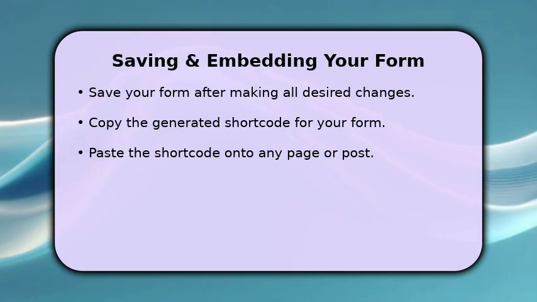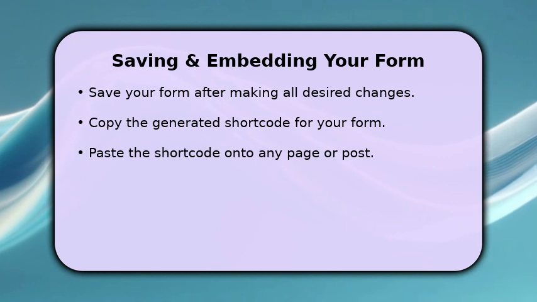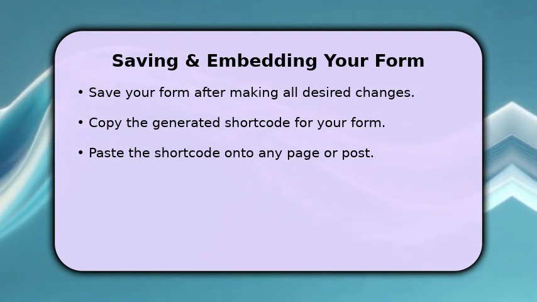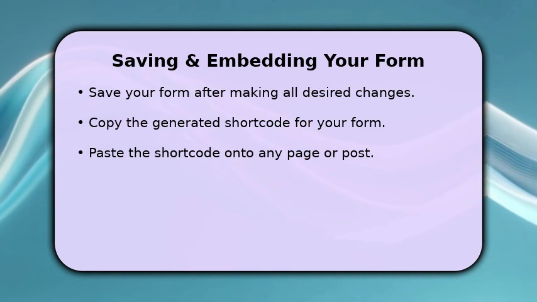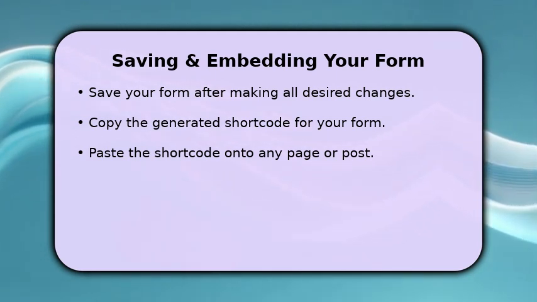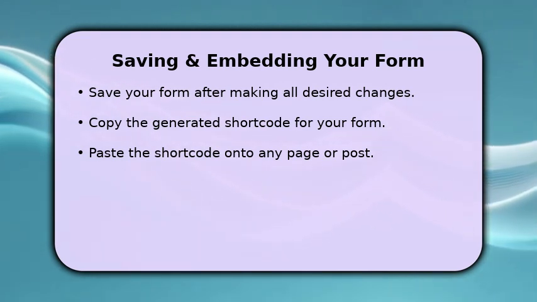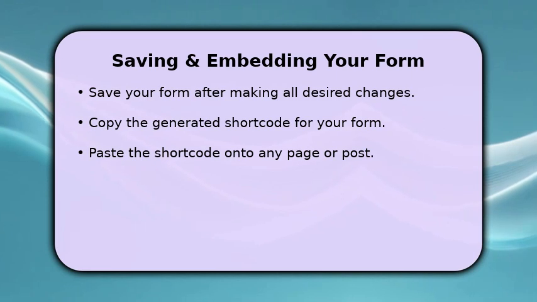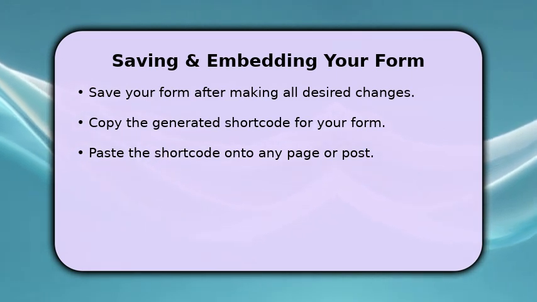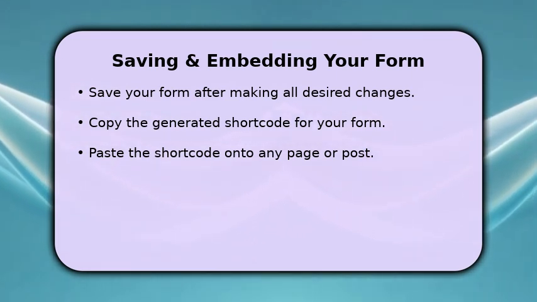Once your form is perfect, click the Save button. Contact Form 7 will then generate a unique shortcode for your new form. This shortcode is crucial for displaying your form on your website. Simply copy this shortcode and paste it into any page or post where you want the form to appear. It's a simple copy and paste operation. Your form will then be live and ready to collect submissions from your visitors, making communication effortless.